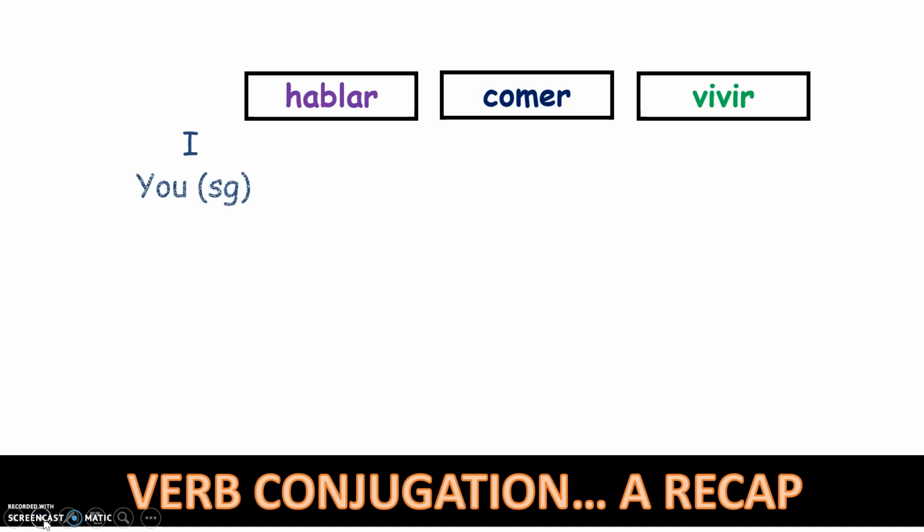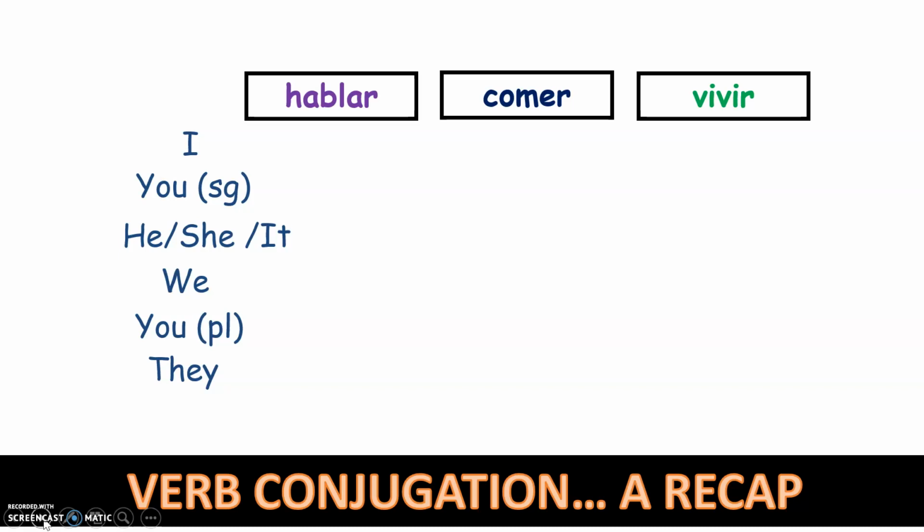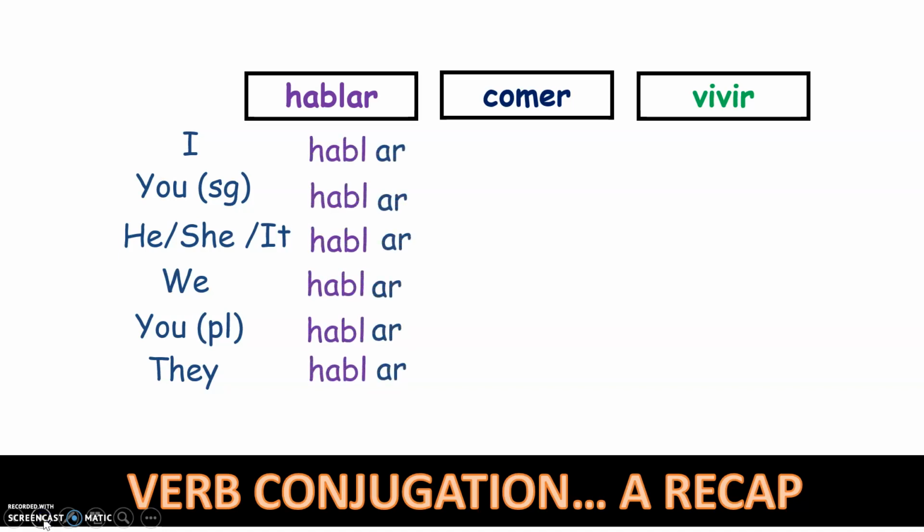When we conjugate our verbs, we always conjugate them in this order of pronouns. I, you, he, she, it, we, you, and they. Can you remember what we do next? That's right. Step number 1. We take off the last two letters of the verb in its infinitive, and then we add the following letters according to who, in this case, is doing the talking.